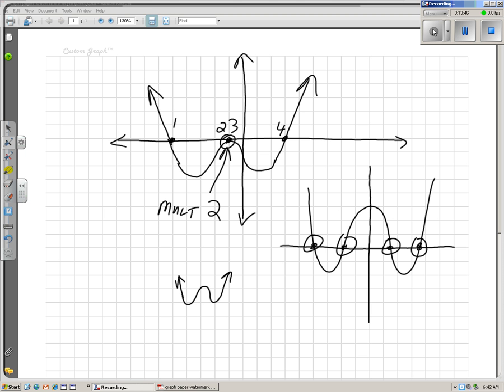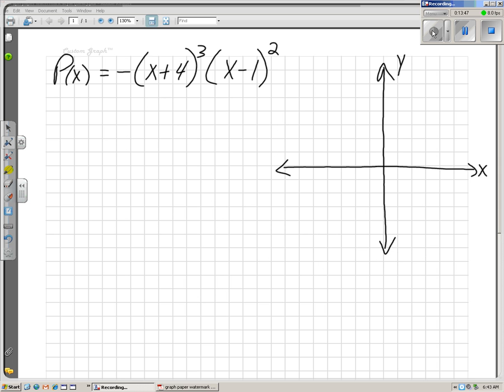Alright, this polynomial looks extremely difficult, but we're so smart now we can use all these little tricks to get a picture of the graph. First of all, we know we have a 0 at -4 and +1. Now we've got to figure out what happens there. Does it cross or does it bounce? We know it crosses at -4 because our exponent is an odd exponent. So it's going to cross at -4. It's going to go all the way across. And we know it bounces at +1, but we don't know if it bounces like this or bounces like that.